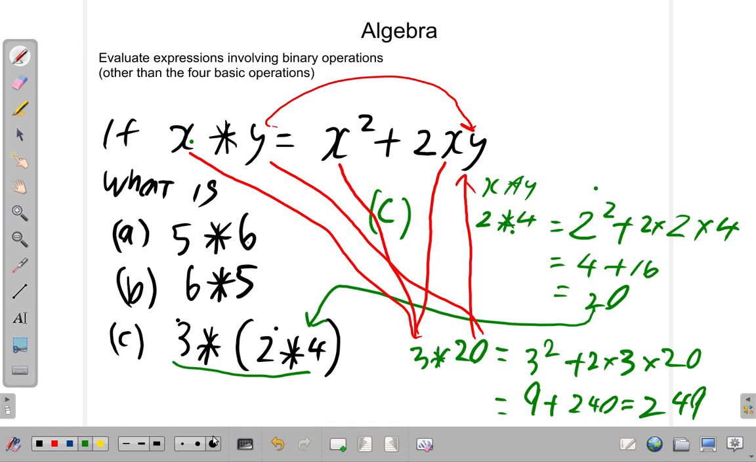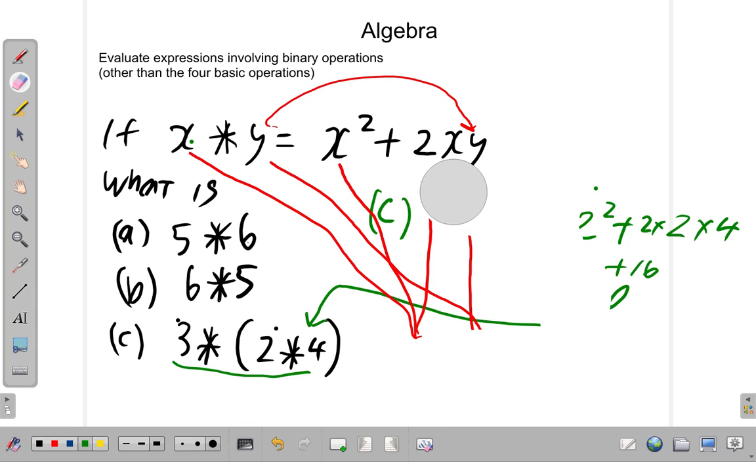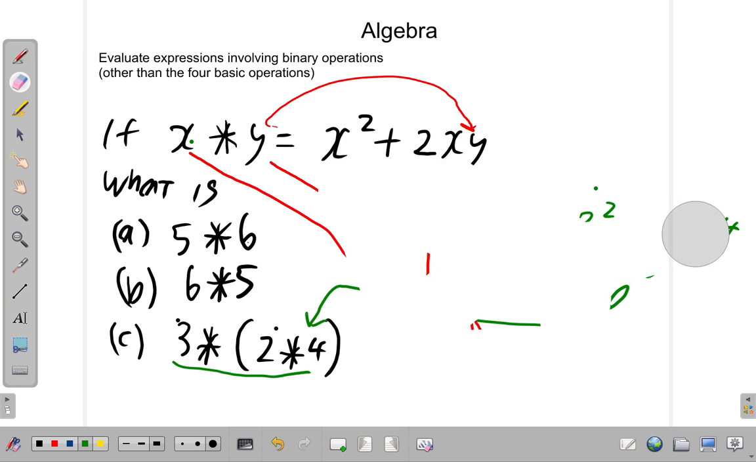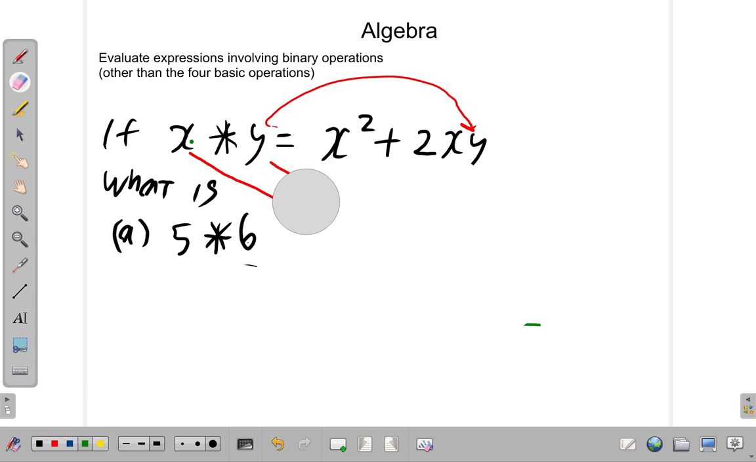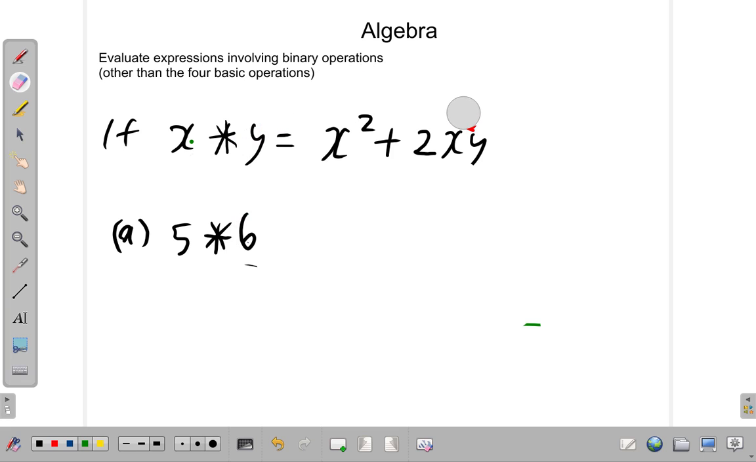So this last one was a bit more complicated. So let's finish off by looking back at what we did. Let's erase all of these arrows and so on. Let's just review part A. So basically, what happens is this. You have x and 5 in the same position. You have 6 and y in the same position.